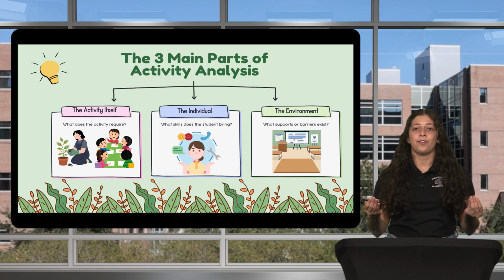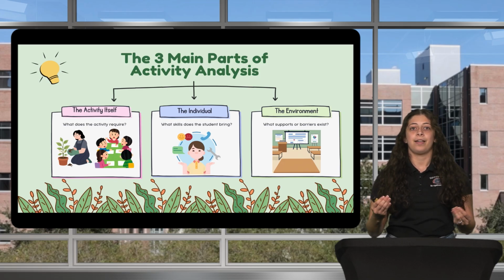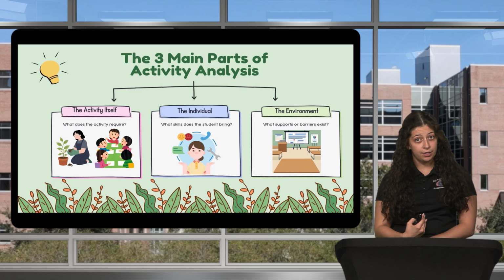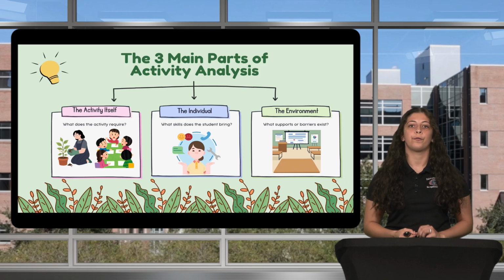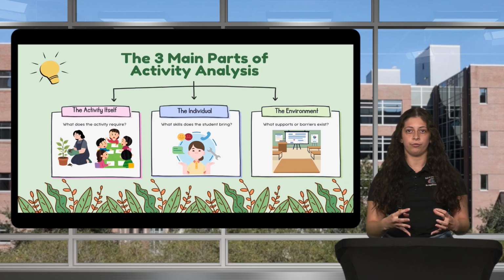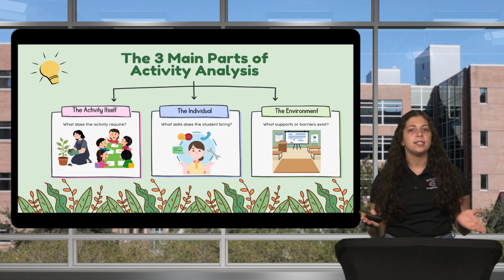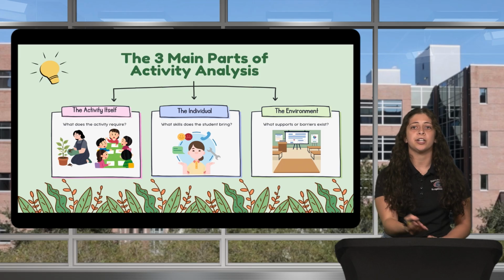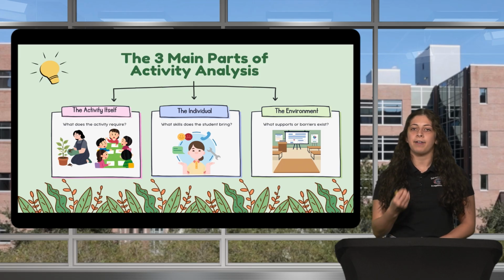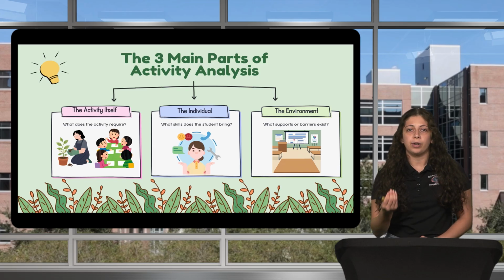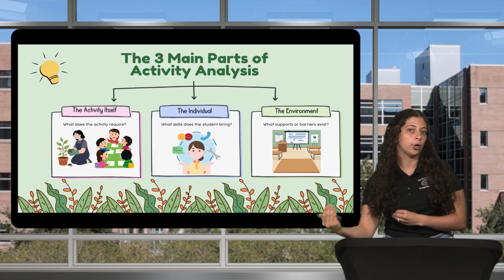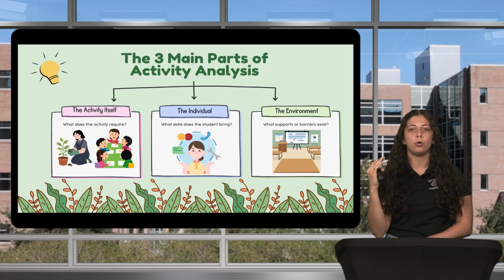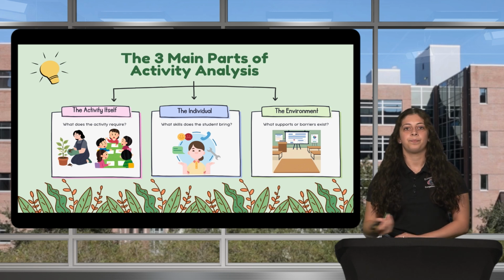So, activity analysis focuses on 3 main areas: the activity itself, the individual, and the environment. First, consider the activity itself. Ask yourself, what does the activity require? Think about the steps involved, the materials needed, and the expected outcome. For example, planting a garden may require following directions, using tools, working with peers, and completing multi-step activities.